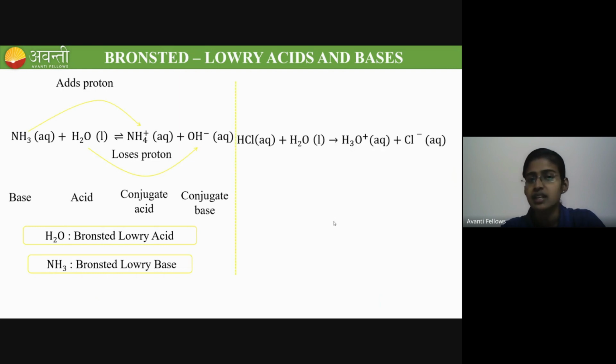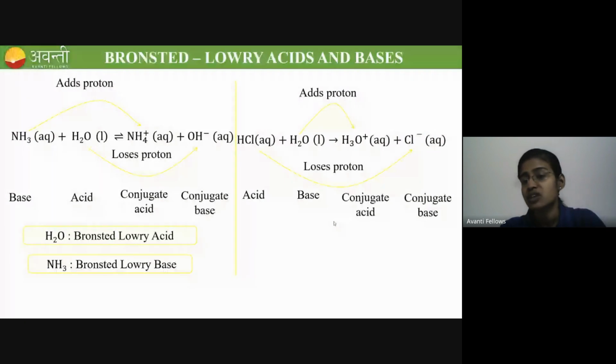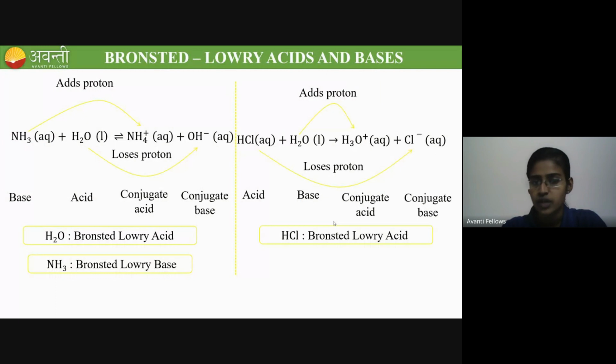So HCl and H2O. HCl is called an acid and H2O is a base here. Here HCl is losing one proton and it is becoming Cl minus. So Cl minus is a conjugate base. And H2O is accepting the H plus, so H plus is added over there. So it is the conjugate acid. Now in this reaction, HCl is the Bronsted-Lowry acid and H2O is the Bronsted-Lowry base.